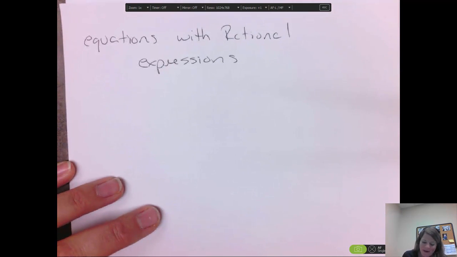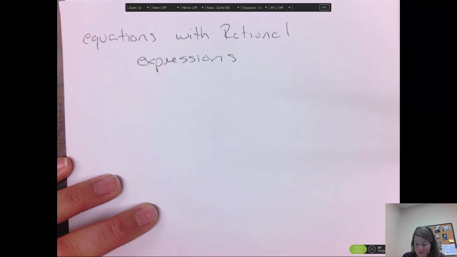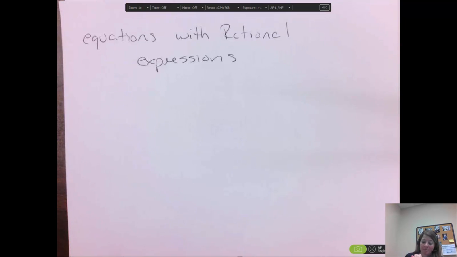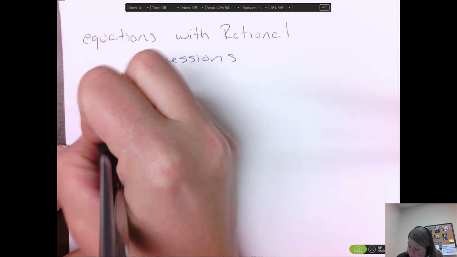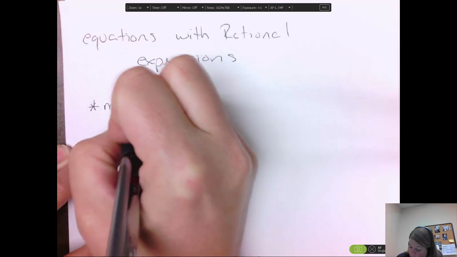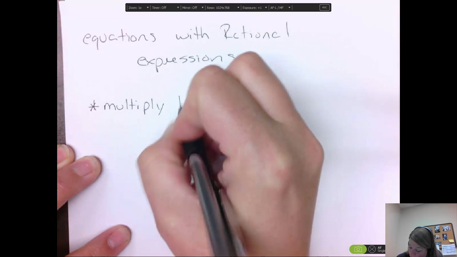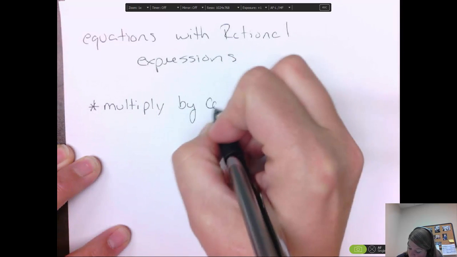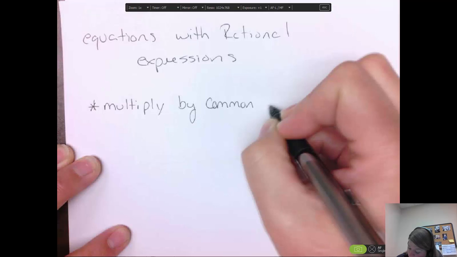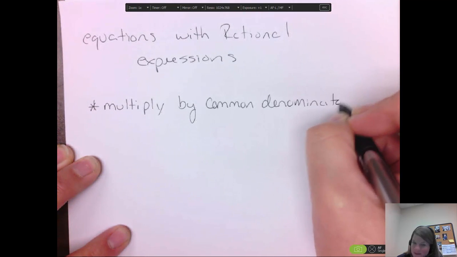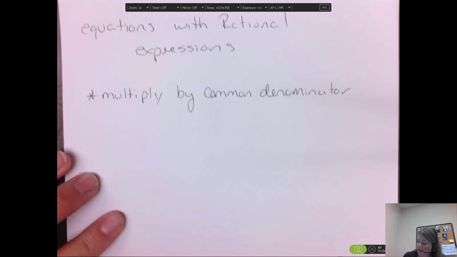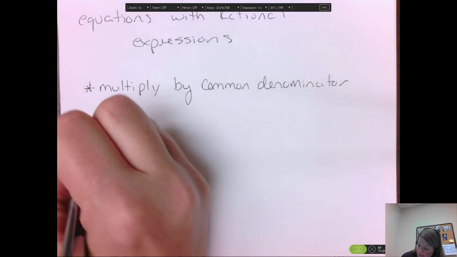Alright, so let's look at my first example here. What I wanted to point out also is the method that I use is the common denominator. You just get rid of your fractions. You're going to multiply by the common denominator. So that's my process. And this is a pretty common practice with this one on the solving.